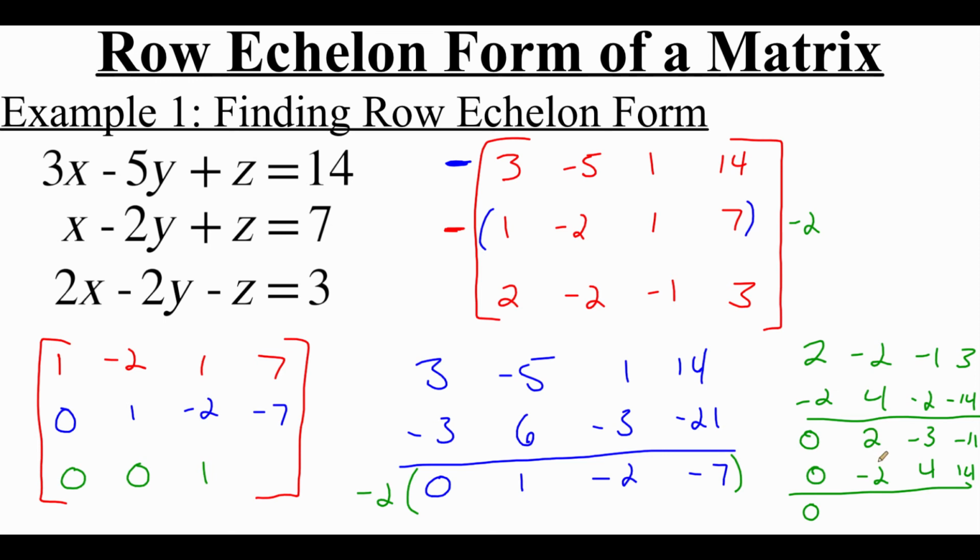When we add up this 2 and this -2, we're going to get 0. -3 and 4 gives me 1. -11 and 14 gives me 3. So now I'm going to fill this in as my third row since we've got that 0, 0, 1. So this matrix is now in row echelon form. And one purpose for getting a matrix in row echelon form is to be able to solve the original system of equations.